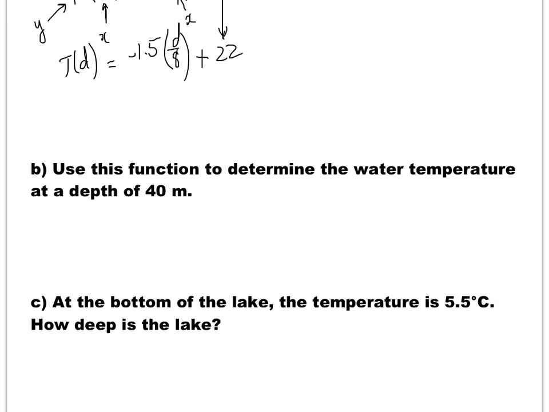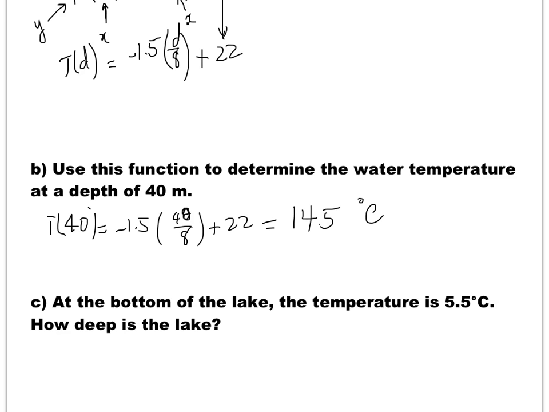The next part of the problem says use this function that you found in part A to find the water temperature at a depth of 40 meters. So we are going to say T of 40 is equal to negative 1.5 times 40 divided by 8, plus 22. And if you use your calculator and evaluate this one, you get 14.5 degrees Celsius. So at the depth of 40 meters, the temperature is 14.5 degrees Celsius.